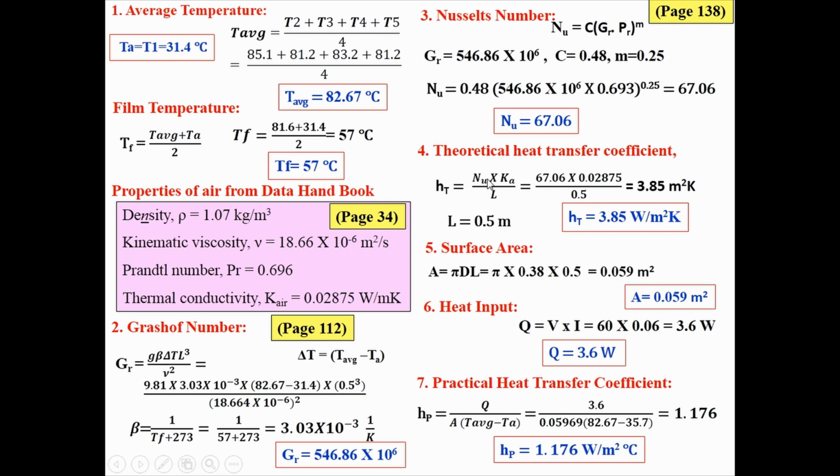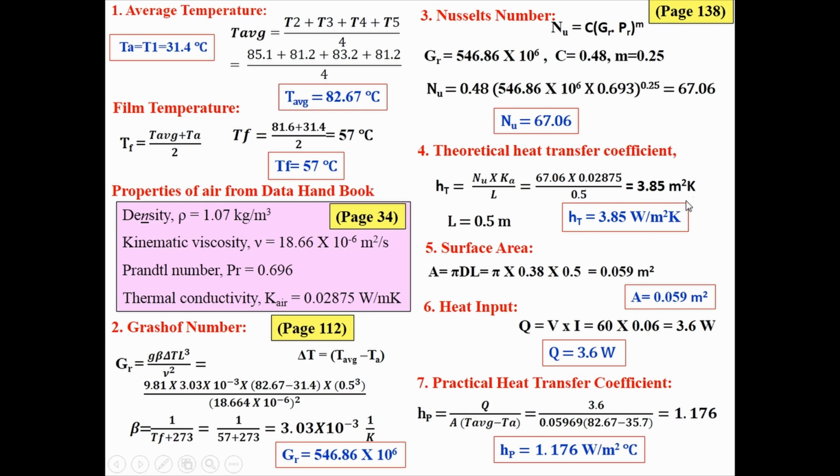Then what is the equation? Theoretical, you can see here now: HT is equal to Nu into K divided by L. If it is vertical, you have to take the length here. Now Nu is equal to 67.06, whereas K is the thermal conductivity of air, already taken here. Substitute, then divide by L. L is nothing but the pipe length, already we know, that is 0.5. Substitute, you will get HT is equal to 3.85 watt per meter square Kelvin.